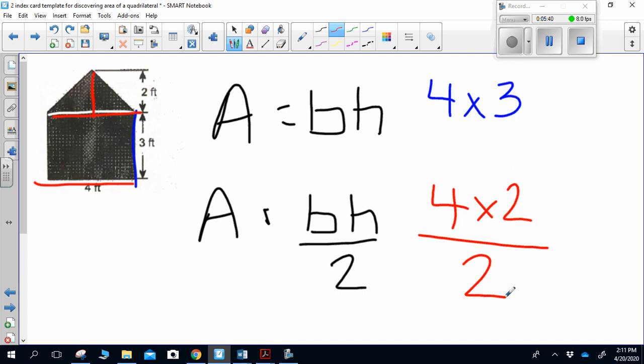The area for my rectangle is 12. The area for my triangle is 4 times 2, which is 8, divided by 2, which is 4. So the area for this composite figure, in your worksheet, you're going to do figure 1, figure 2. You're going to do 12 plus 4, and then the total area is 16 square feet.